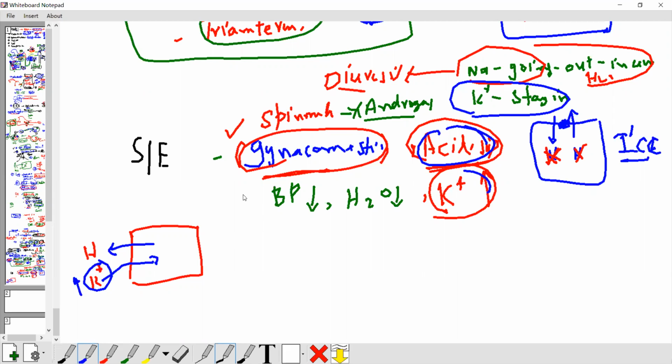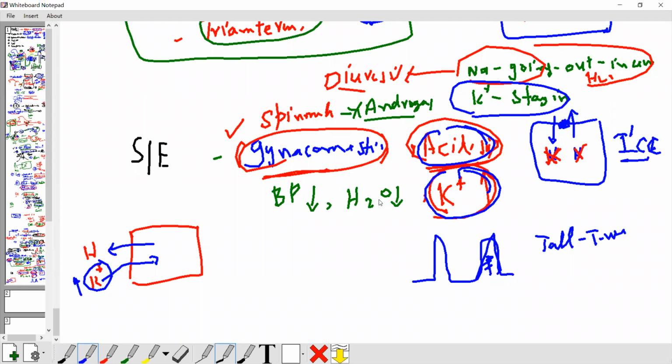What is the finding of hyperkalemia? We have the ECG wave here. It's a T wave, a very tall T wave. A very tall, peaked T wave is a feature of hyperkalemia. So hyperkalemia is also not a good thing.